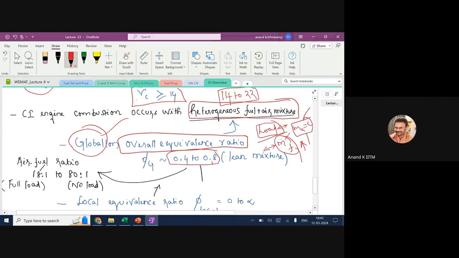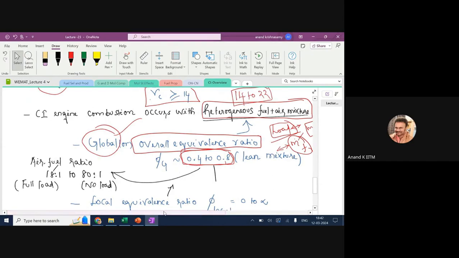Air mass is constant. That's why you have a range of equivalence ratio, global ratio. It varies anywhere between 0.4 to 0.8. In terms of air fuel ratio, these numbers are given. Again, these are typical numbers. It is anywhere between 18:1 to 80:1.